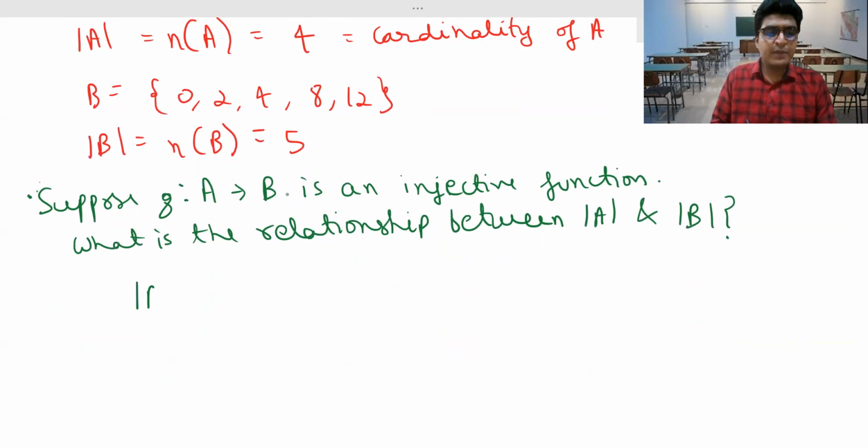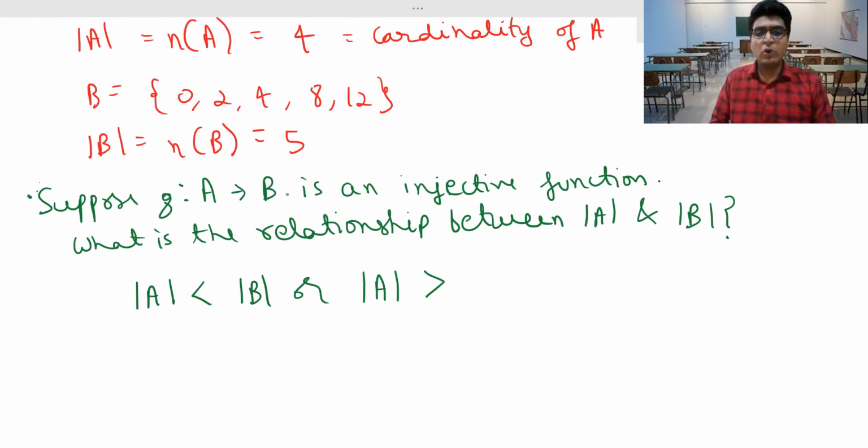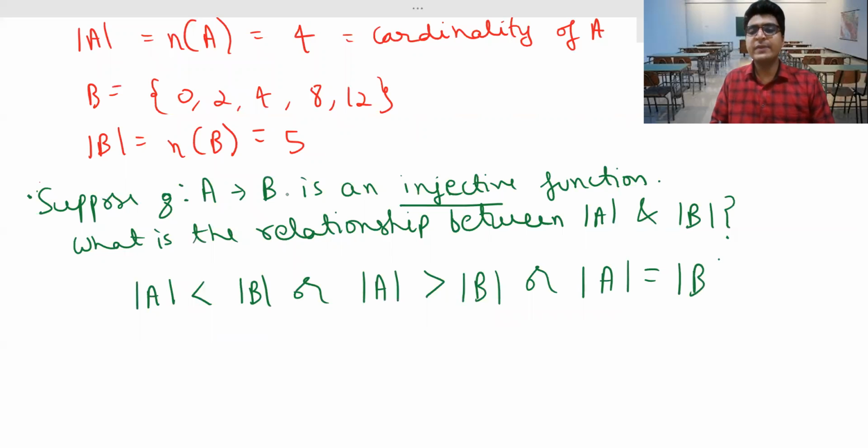So whether the number of elements in set A is less than the number of elements in B, or the number of elements in set A should be more than the number of elements in set B for this function to be injective, or the number of elements in set A should be equal to the number of elements in B, or it should be less than or equal to, more than or equal to. What should be the case? What should be the exact relationship between cardinality of A and cardinality of B?